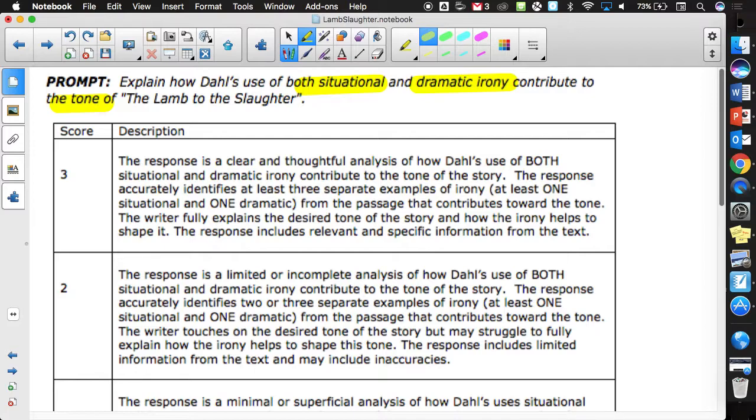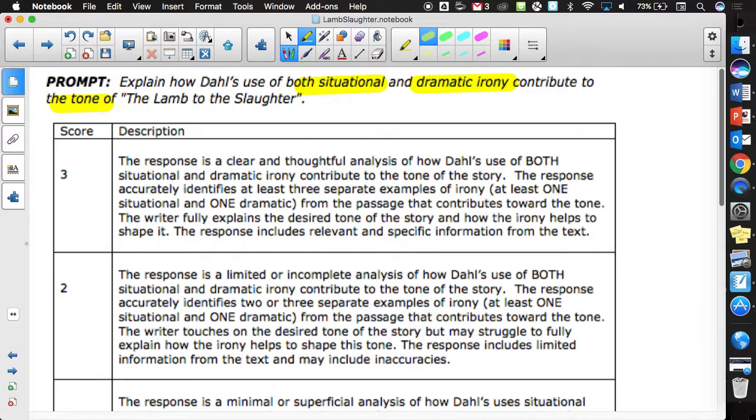Do we know what situational irony is? Yes. Josh, what is it? It's like when something happens and you don't expect it. Okay, so what would be an example of situational irony from Lamb to the Slaughter? She kills her husband. Okay. Do we know what dramatic irony is? Yes. What's an example of dramatic irony? Okay, so what would be something from the story that we know that the character doesn't? And who doesn't? Okay, so we know what those things are.